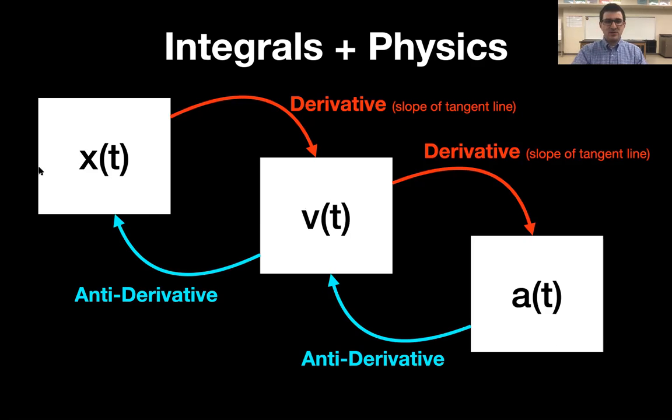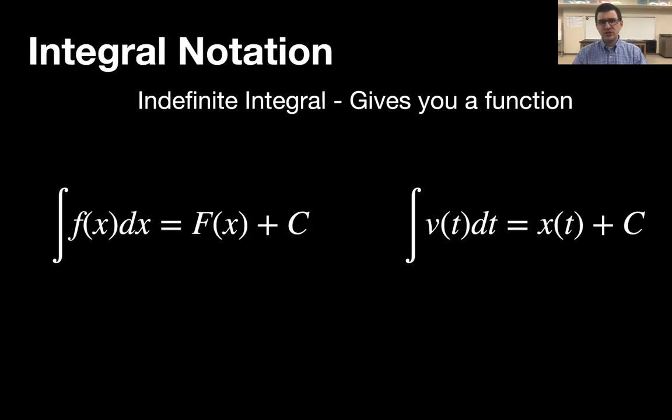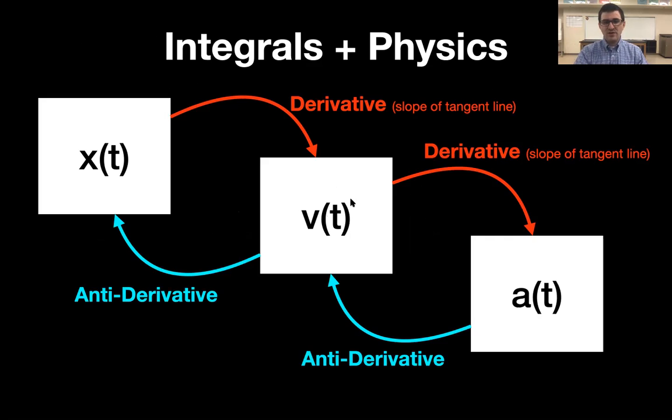Again, with still the plus c, because we don't know the starting position in the first case or the starting velocity in the second case, just how much the position changed, how much the velocity changed. Let me do just a little bit of integral notation just so you're always getting it right. So there's two flavors of integrals. There's the indefinite integral, which gives you the function. So if I did the indefinite integral of the velocity versus time function, it would give me the position versus time function.